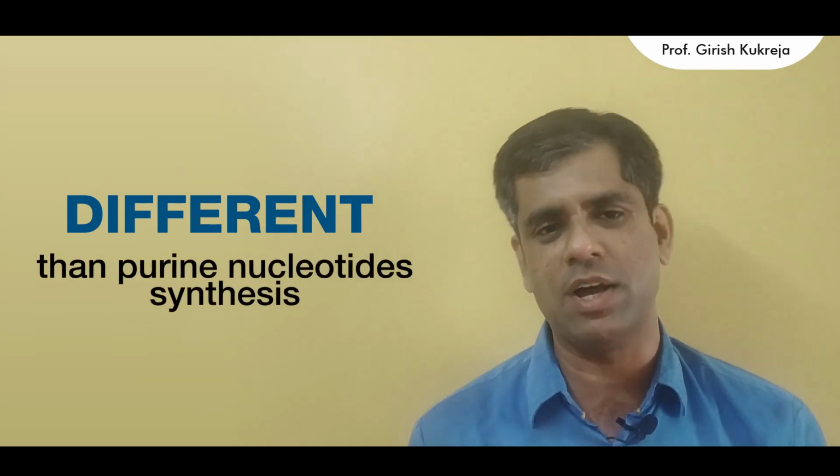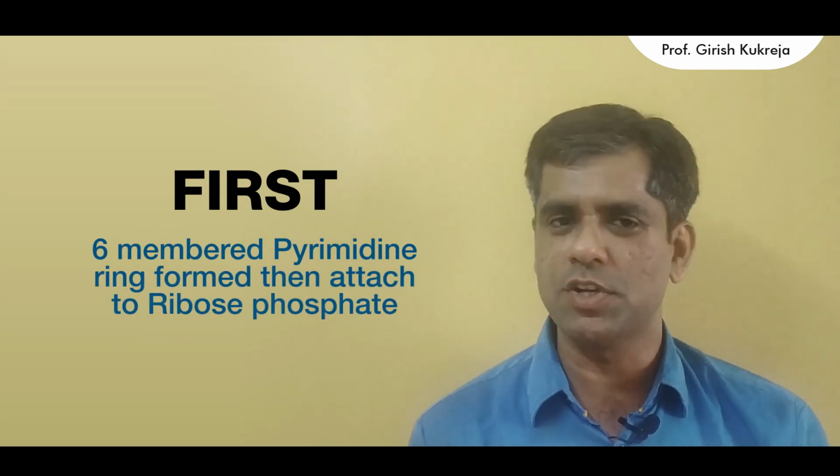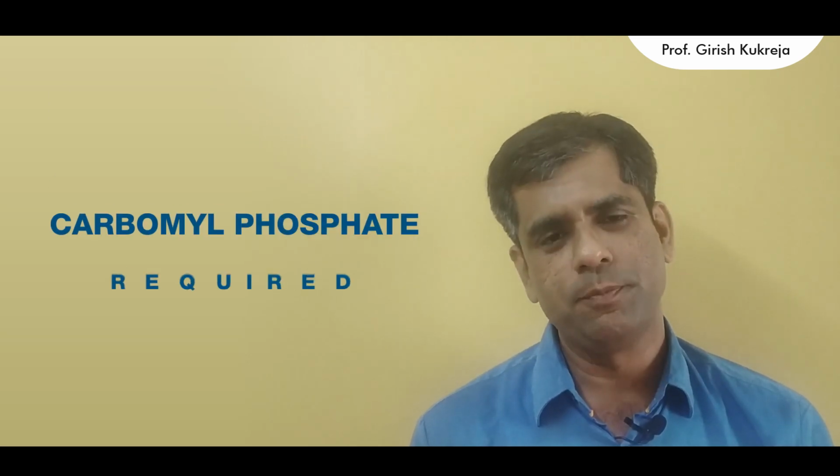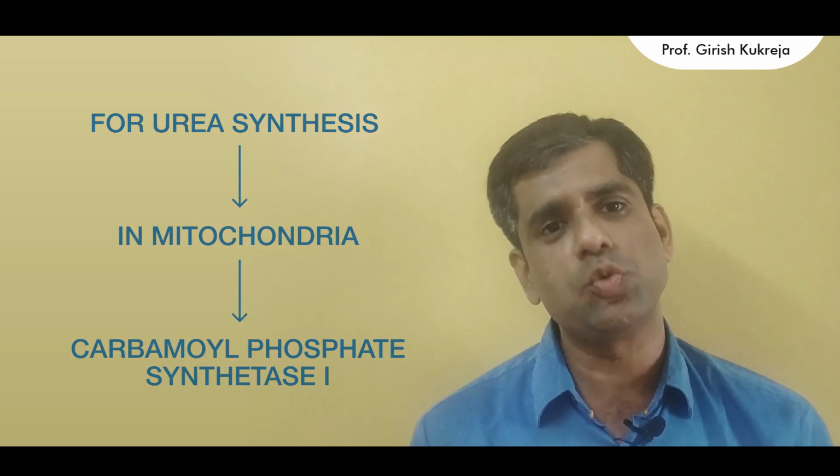The synthesis of pyrimidine nucleotides is different than that for purine nucleotide biosynthesis. The six-membered pyrimidine ring is first synthesized and attached to the ribose 5-phosphate. The process requires carbamyl phosphate. In animals, carbamyl phosphate for urea synthesis is synthesized in mitochondria by carbamyl phosphate synthetase 1.